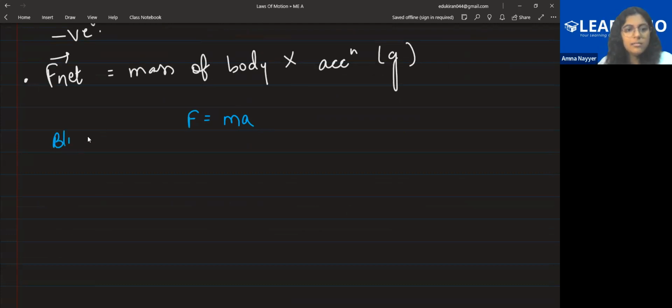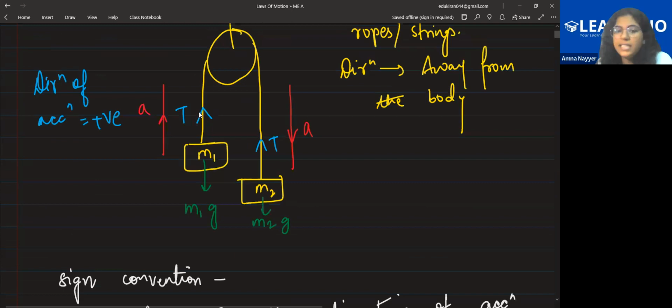See, let's write the block 1. What will be the net force? One is T, one is M1G. How do we write the net forces? They are in opposite direction, so they'll be subtracted. So will it be T minus M1G or M1G minus T? Can anyone answer? I've told you also how to find out. T will be positive or negative? Negative. Why negative?